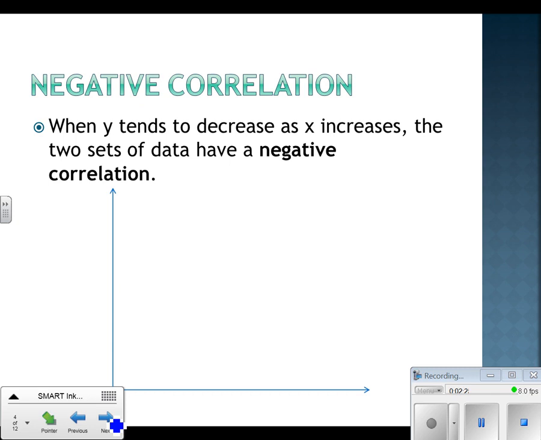A negative correlation is when the y tends to decrease as the x increases. The two sets then have a negative correlation. So if this is my x and this is my y, you would see ordered pairs going down from left to right to give you this negative correlation. An example of this would be, let's say you purchase a car, and as the age of the car increases, the value decreases. One thing increasing as another is decreasing.